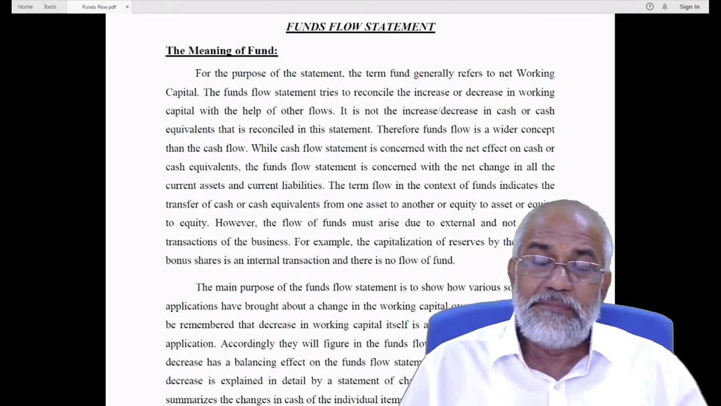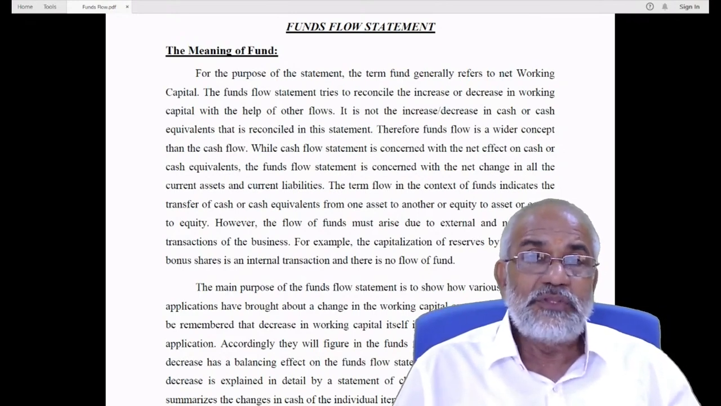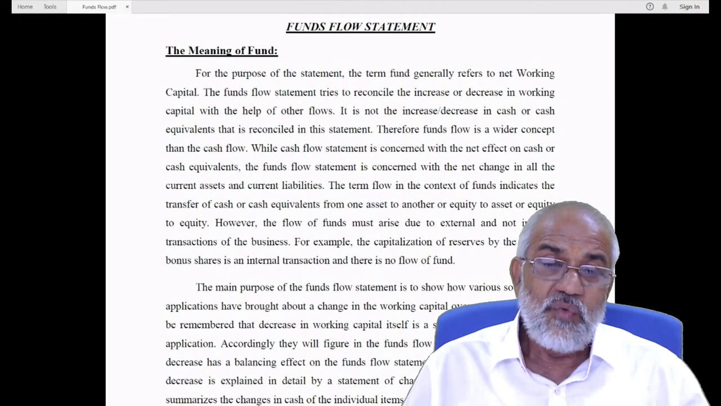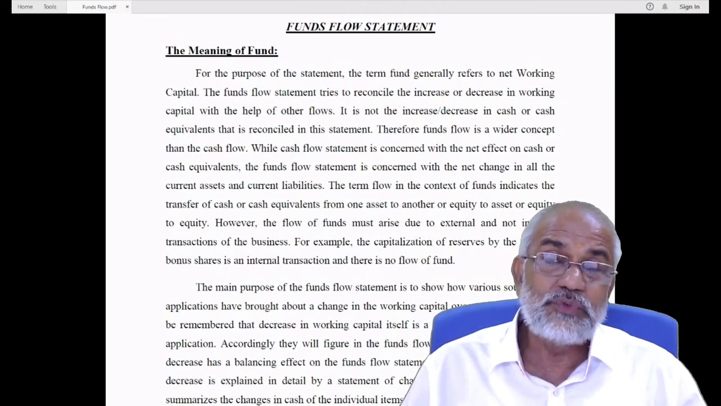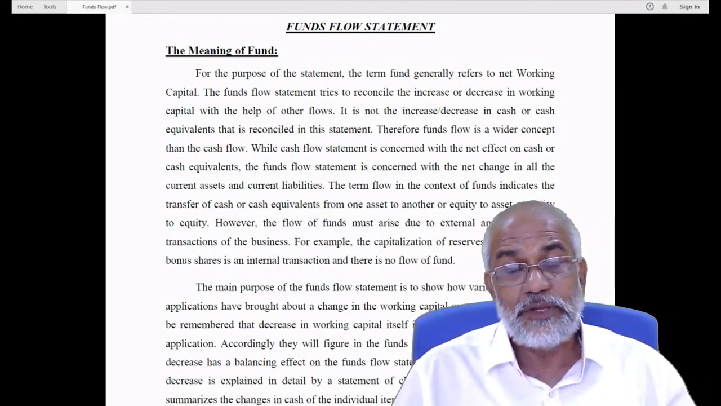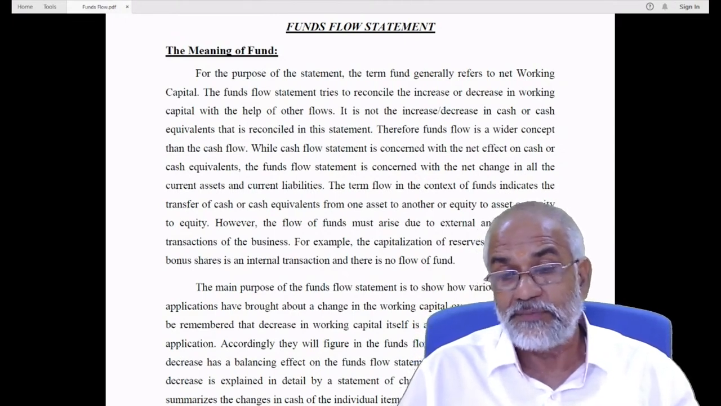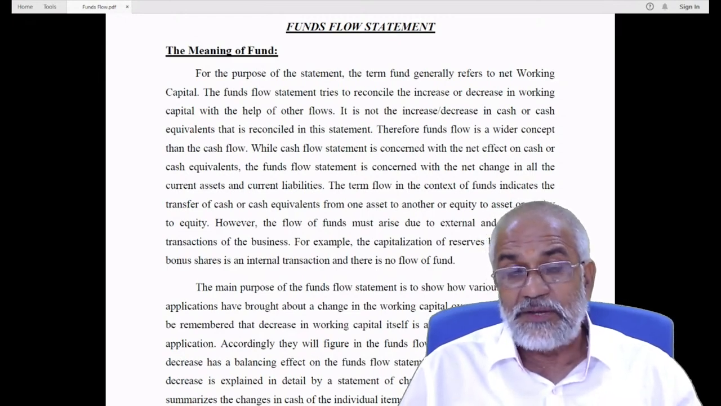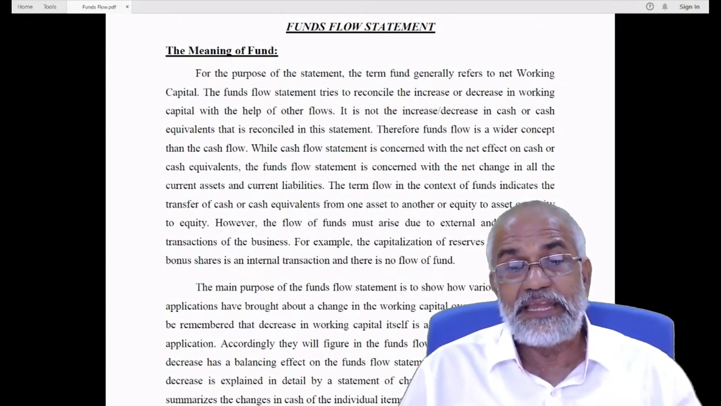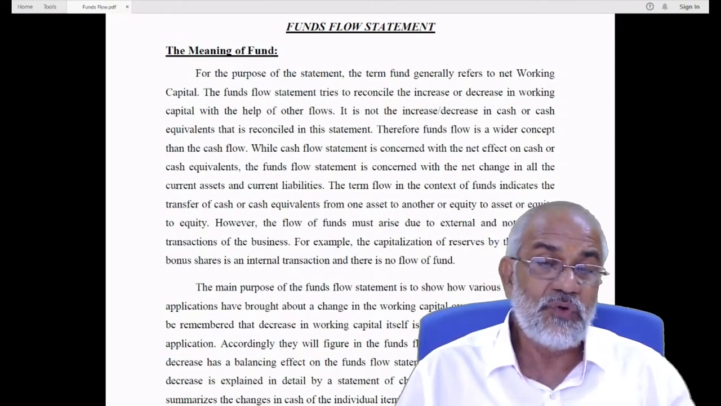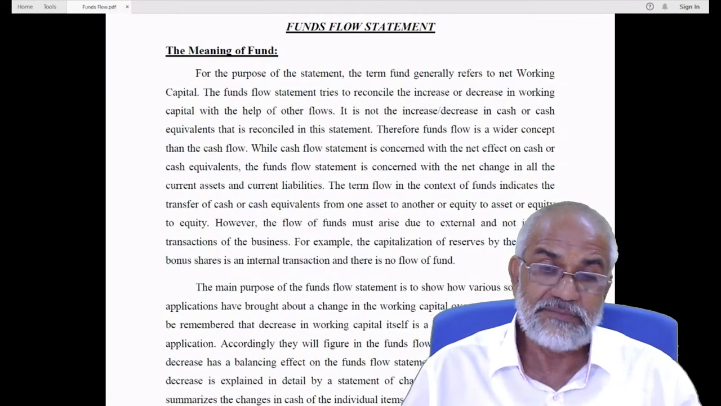So it is to be remembered that when out of both the aspects of a transaction, one aspect belongs to the current category and the other aspect belongs to the non-current category, that will result in a flow of funds, either positive or negative. And when both the aspects of a transaction belong to the same category, either current or non-current, then it will not result in a flow of funds. That is the essence of this discussion.